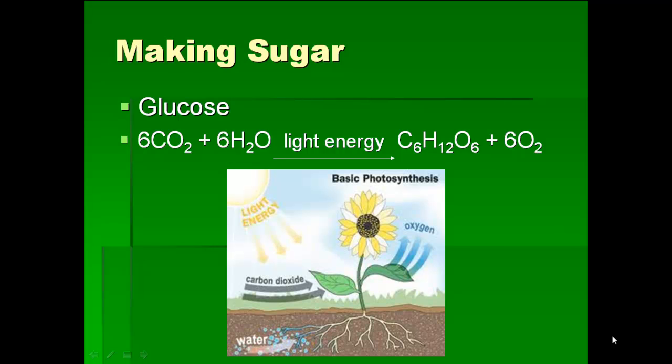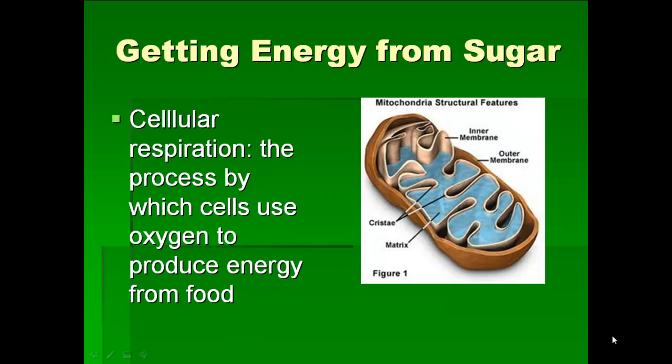If we look at the picture, you can see that plants take in carbon dioxide, water, and light energy to make glucose and release oxygen. The glucose the plants make store energy. Plants use this energy for their life processes. Another organelle, mitochondria, breaks down sugar to liberate or release the energy.